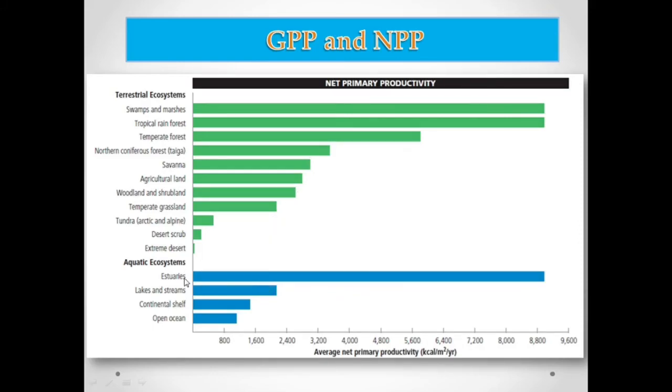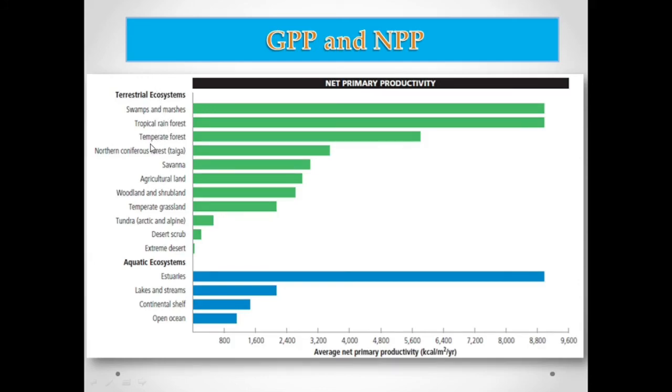So as you can see, the aquatic ecosystem actually has lower NPP than the terrestrial ecosystem. Okay, but although the aquatic ecosystem has the low net primary productivity, it covers 71% of the Earth's surface, but in the aquatic ecosystem only the phytoplanktons are the ones that produce the stored chemical energy, and some of it are the algae.